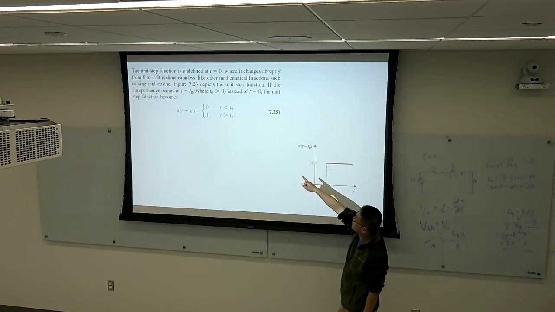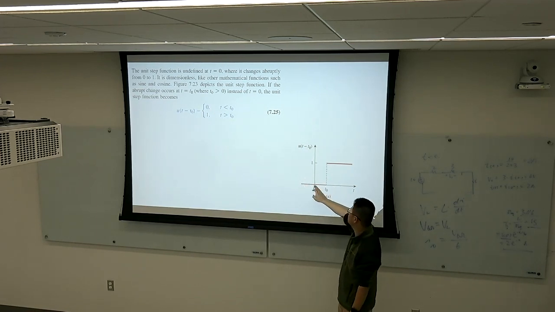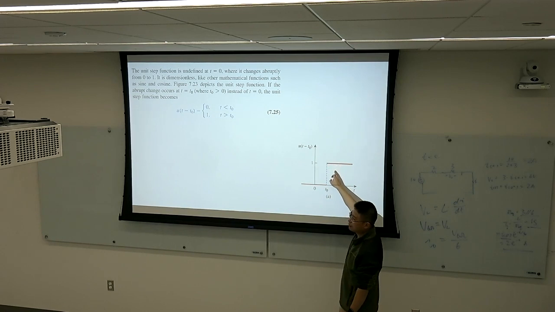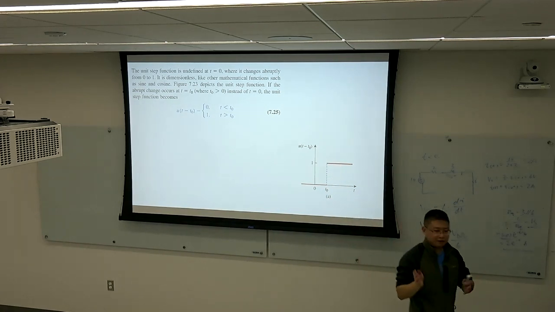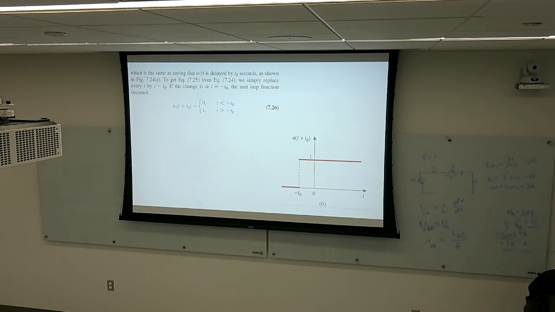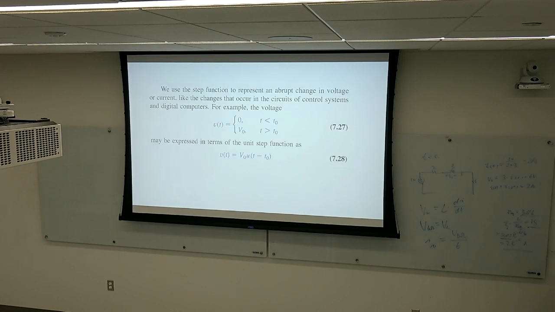This means that when t is less than t0, the value is 0. When t is greater than t0, the value is 1. We can move it left or right. So this is the unit step function.